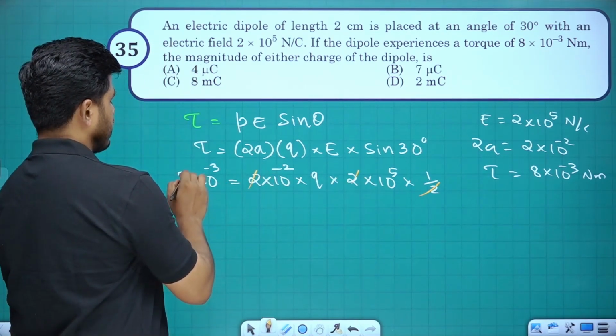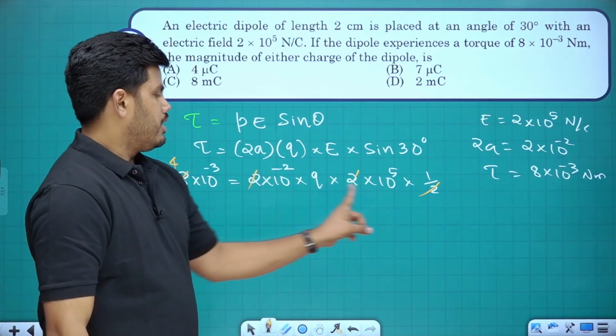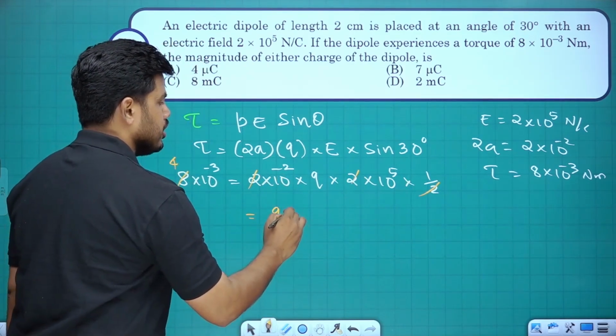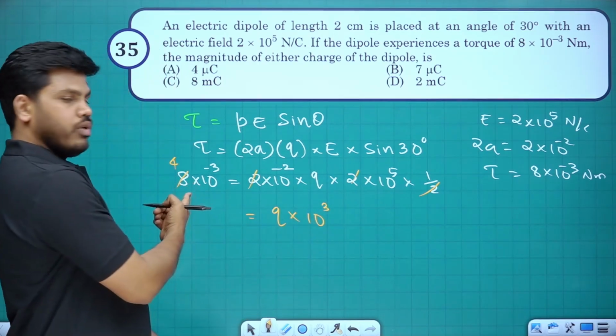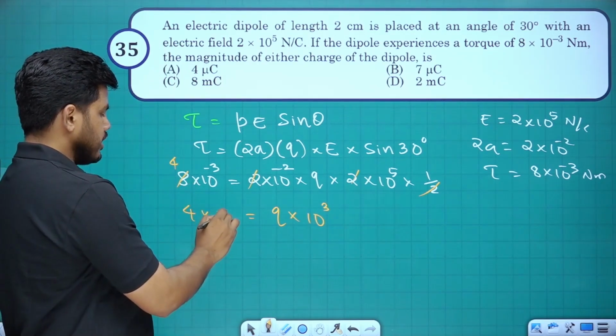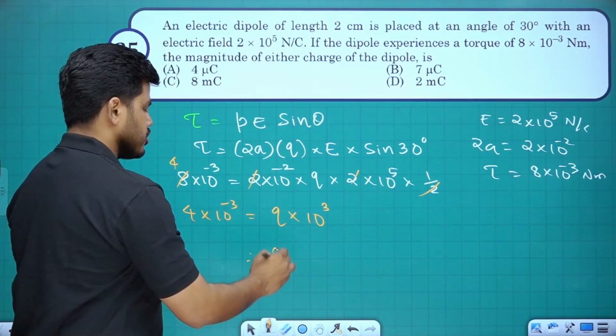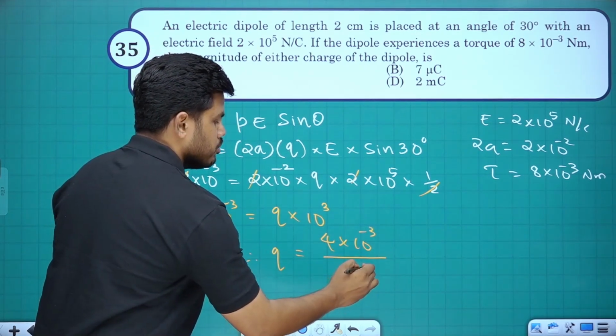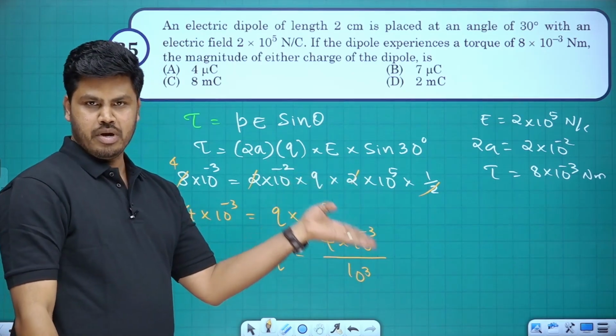Then we can cancel this by 4. So nothing is here, just a 10 raised to 5 and 10 raised to minus 2. So we can write Q into 10 raised to 3, and what is here? 4 into 10 raised to minus 3. Therefore, what is Q? Q is 4 into 10 raised to minus 3 divided by one more 10 raised to 3, that comes up 10 raised to minus 6.